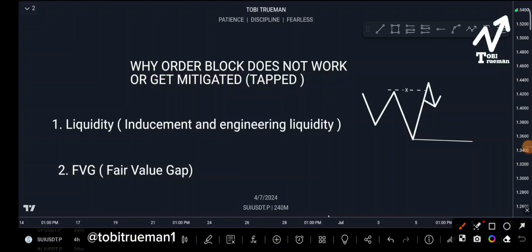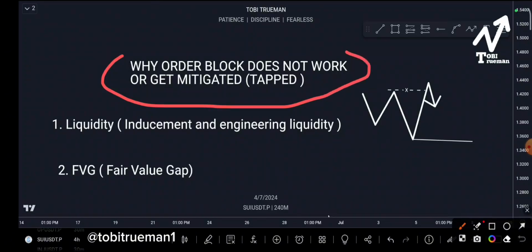We are going to be looking at why an order block does not work, or in other words, why an order block does not get mitigated or tapped. All right, so we know one of those reasons. There are two major reasons. There may be a lot of reasons that price doesn't want to go there. Price does not want to go to the order block, and one of the things that might have happened for price not to go to the order block is this.